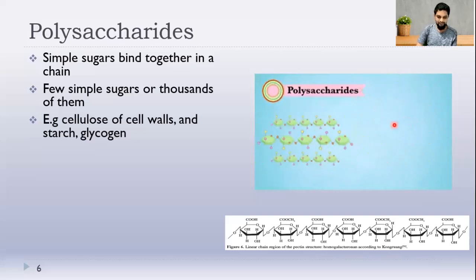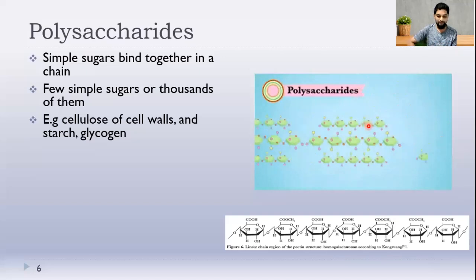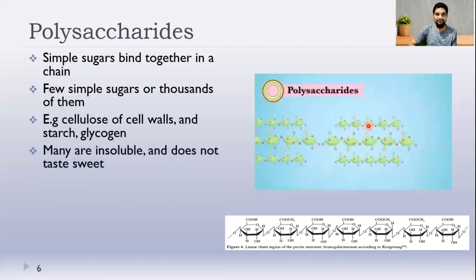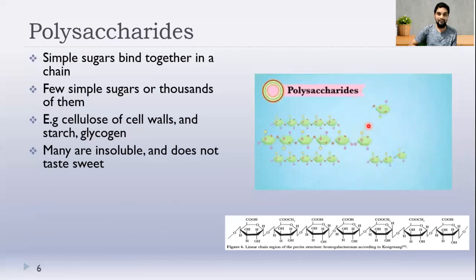The animation here is showing us how they are joined together. The different monosaccharide units are joined together to form polysaccharides. Most of the polysaccharides are insoluble, meaning that they cannot dissolve in water. So if you add starch to water, you would find that the starch will not dissolve in water, and they do not have a sweet taste.